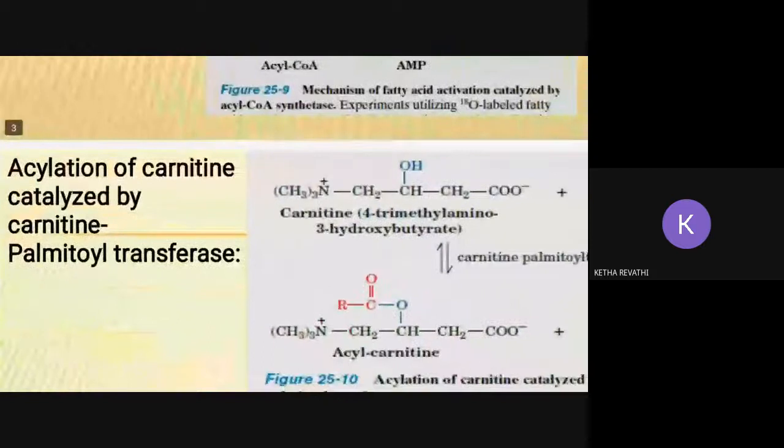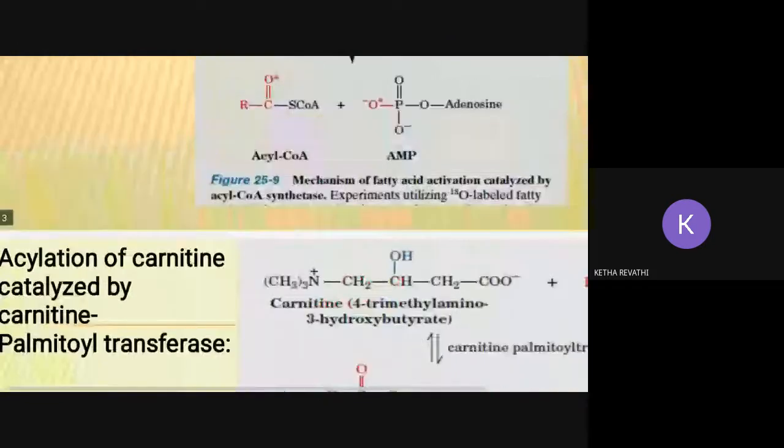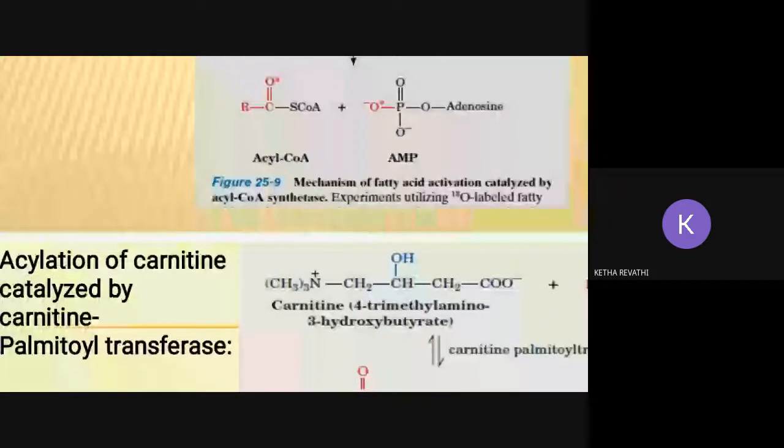By using a carnitine protein, acyl-CoA. If you see this acyl-CoA having an R chain with a number of carbon atoms, I told you: if the carbon number is less than 12, this acyl-CoA directly enters into the mitochondrial matrix without any help of a carrier protein.